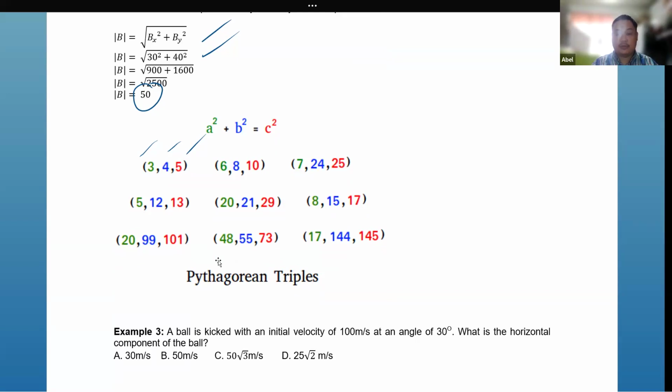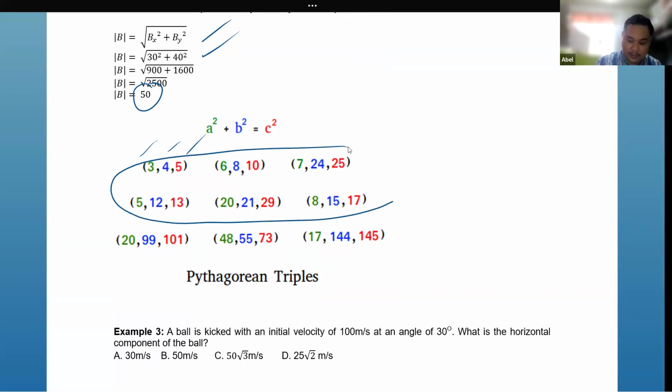So what are these common Pythagorean triples? We have 6, 8, 10, 7, 24, 25, 5, 12, 13, 20, 21, 29, and 8, 15, 17. So these are the common Pythagorean triples. You can memorize this part, but I would say that these are the most common Pythagorean triples that are asked in the examinations.